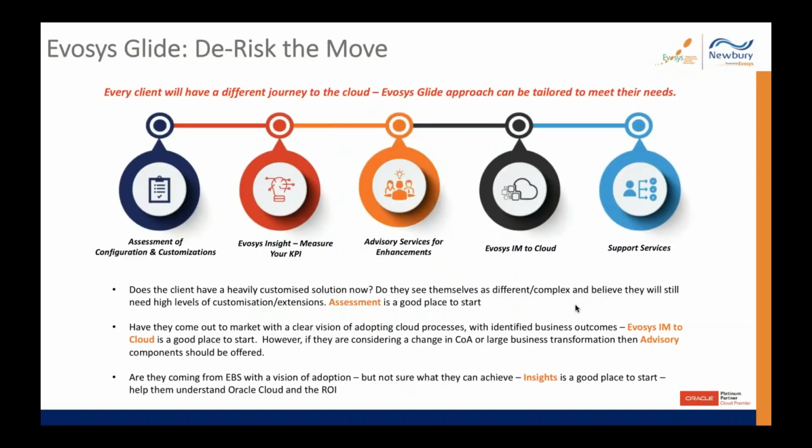Let's do a deep dive. The Evosys Glide program, which we call de-risk your move to cloud transformation, has five different stages. You may not want to use all the stages, but let me give you a brief overview, and then we will go into detail on each and every stage, and I'll explain how we deliver and what kind of benefits you can expect.